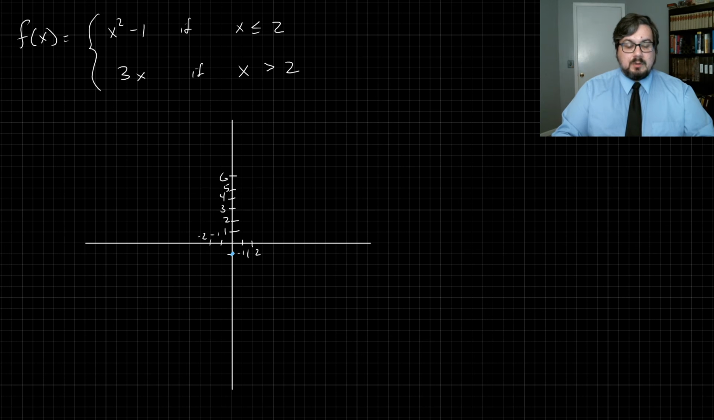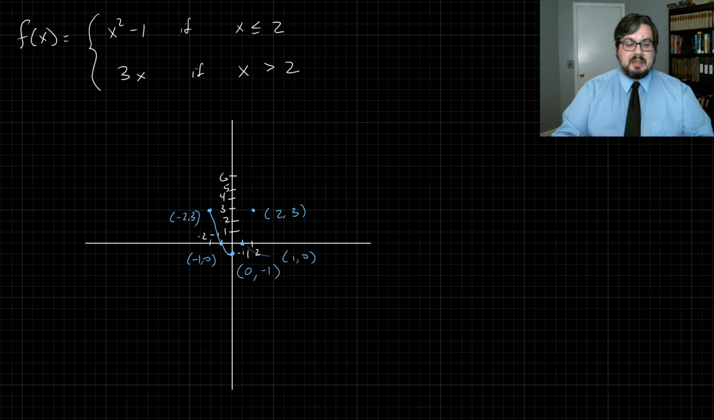So let's do that. We know the point 0, 0 is on the graph of x squared, so the point 0, comma, negative 1 is on the graph of x squared minus 1. We know the points 1, 1 and negative 1, 1 are on the graph of x squared, so the points 1, comma, 0 and negative 1, comma, 0 are on the graph of x squared minus 1. The points 2, comma, 4 and negative 2, comma, 4 are on the graph of x squared, and so the points 2, comma, 3 and negative 2, comma, 3 are on the graph of x squared minus 1.